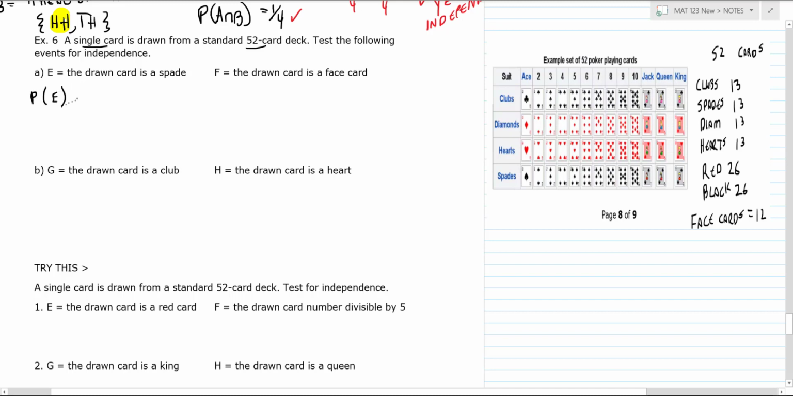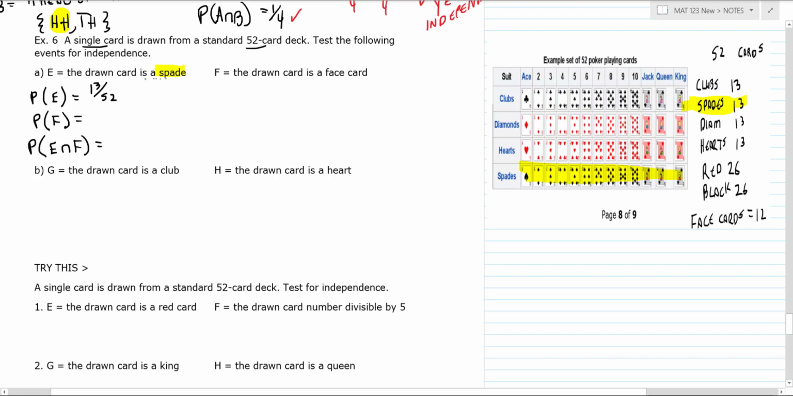We're going to figure out these three probabilities. To test for independence, we have to figure out the probability of drawing a spade, the probability of drawing a face card, and then the probability of the intersection. Then we'll check that equation. The first thing is the probability of a spade. How many spades are in a deck? 13 are in a deck, so that would be a 13 out of 52 probability.